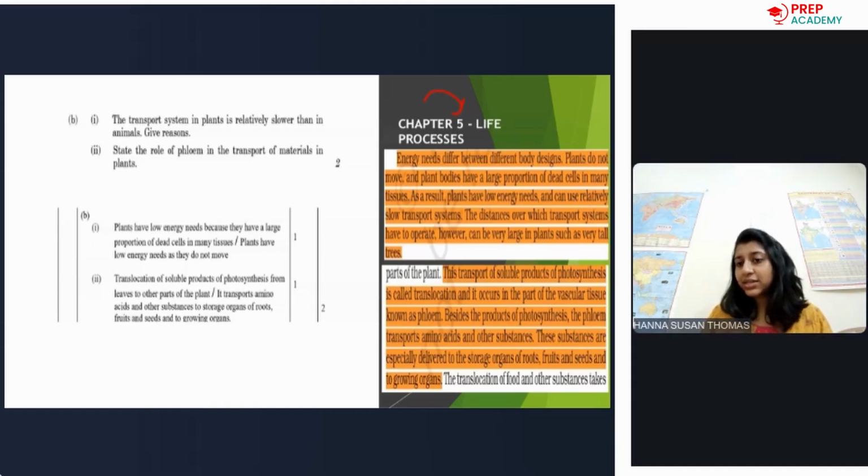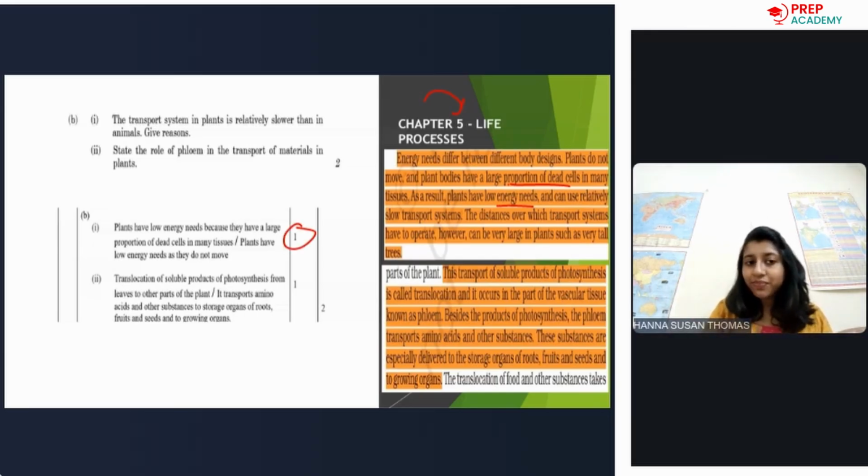Because in the ninth class, if you are remembering, under tissues, you have studied that plant cells mainly comprise living cells, and also they have got dead cells for structural integrity and all, right? So plants are not into motion. Plant bodies have a large proportion of dead cells in many tissues. As a result, they have low energy requirement compared to animals. That's what you have to write. If you write it, you will be rewarded with 1 mark.